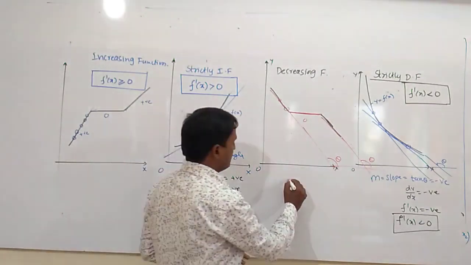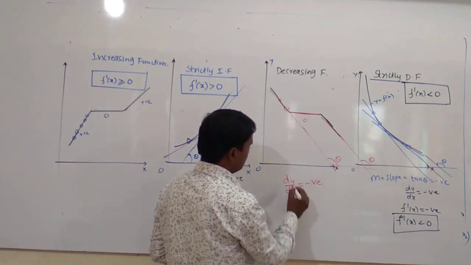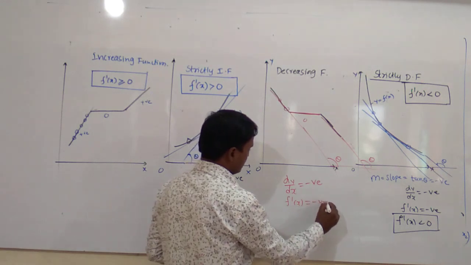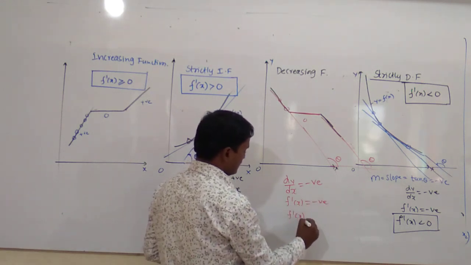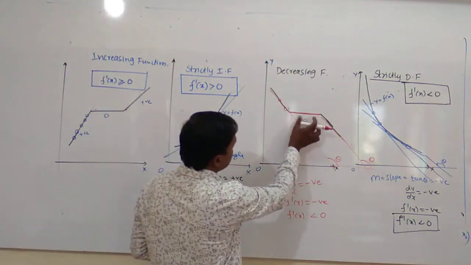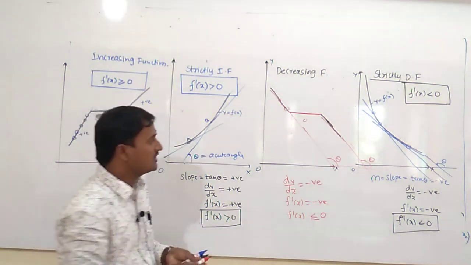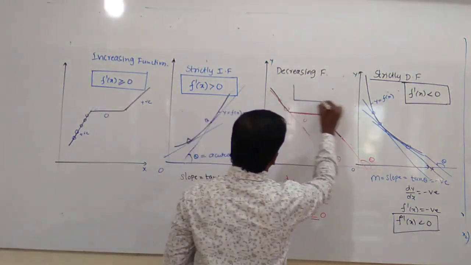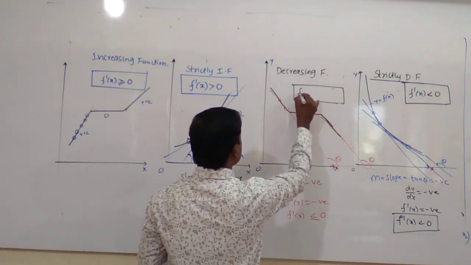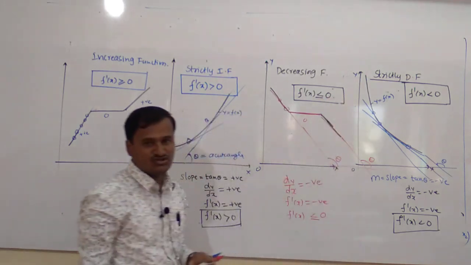So therefore we will write dy by dx. Dy by dx is equal to what? Negative. Dy by dx is nothing but f dash of x, which is negative. F dash of x is negative means here we will write less than 0, but here the slope is parallel to x-axis, hence we will add less than or equal to. So therefore what is the condition for the given function to be a decreasing function? Therefore f dash of x is less than or equal to 0, right?